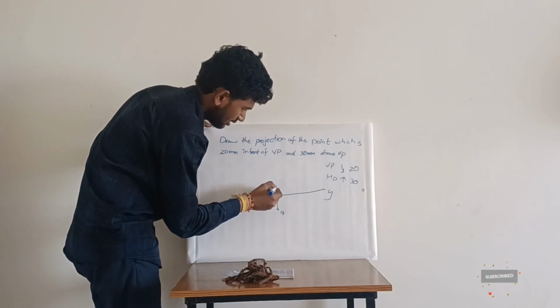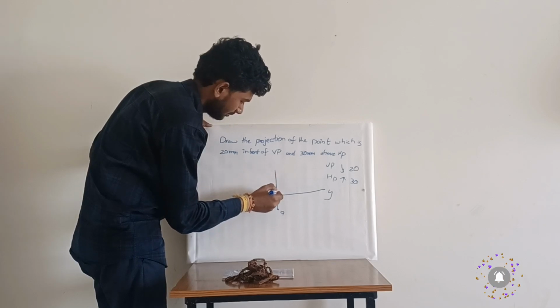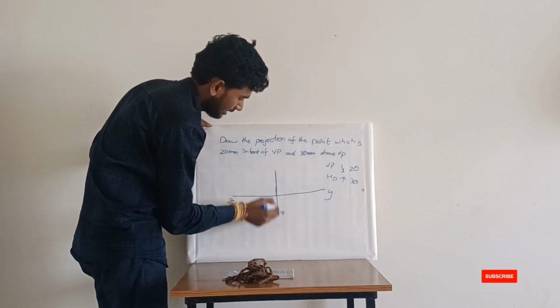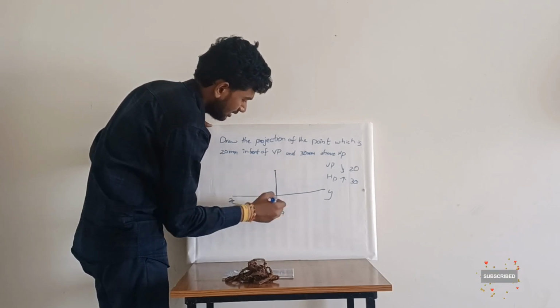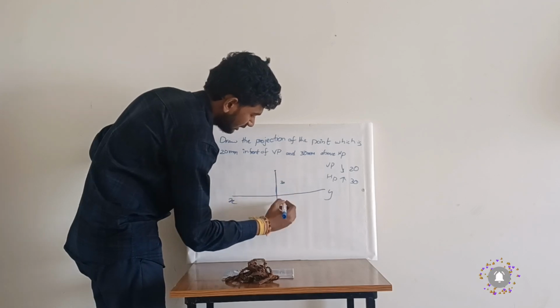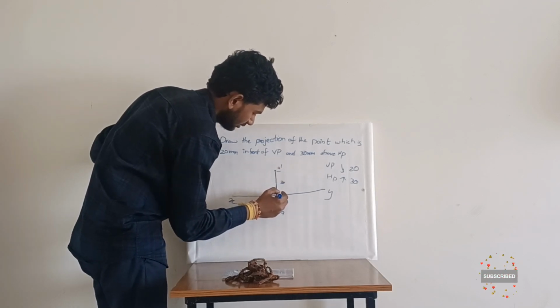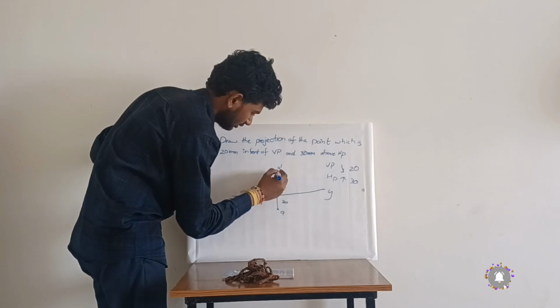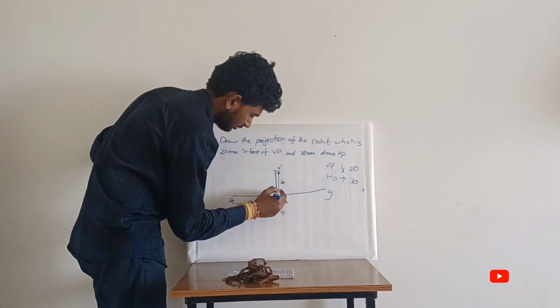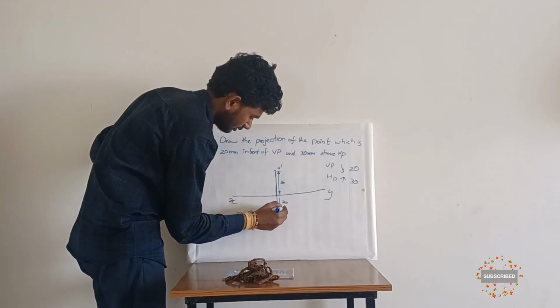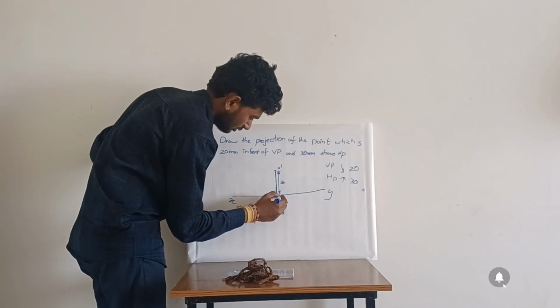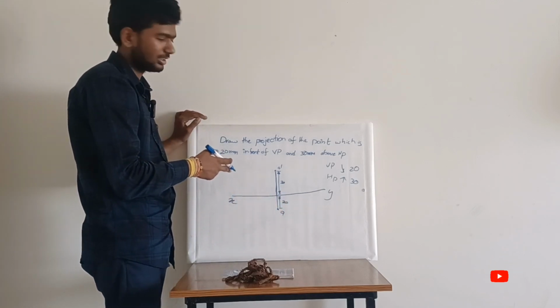Next, above the horizontal plane, this is 30 mm and this is 20. This is A dash. This is the simple representation of these points.